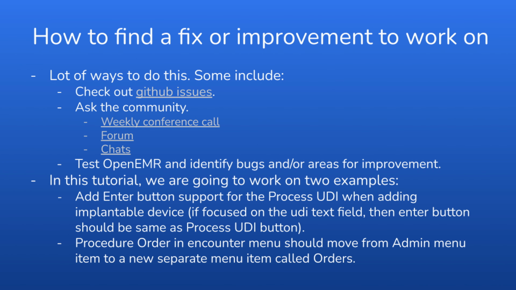Next, we're going to show how to find a fix or improvement to work on. There are many ways to do this. One way is checking out GitHub issues. Other ways, you can ask the community. We have weekly conference calls, we have a forum, we have chats, or you can even test OpenEMR yourself, identify bugs, report them, and fix them, or look for areas of improvements or any projects you want to work on. The community is very open to people asking for projects. If you have specific areas you'd like to work on, you can just let the community know, and they can provide some good ideas. In this tutorial, we're going to work on two examples, and we'll go into more detail on those as we work through them.